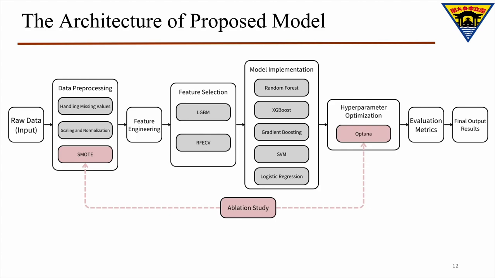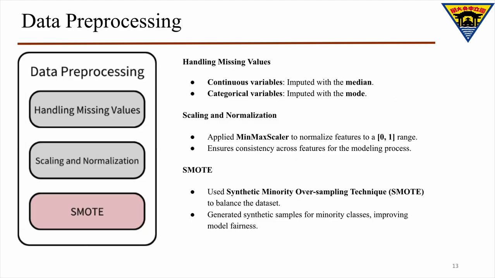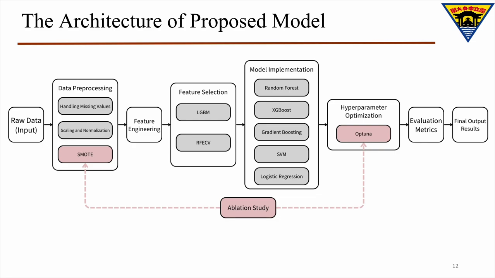I'm going to talk about the proposed method. Here is the architecture of our proposed method. The first step is using the raw data as our input, and then data preprocessing, and then feature engineering, feature selection, then using models to fit the data, and the next step is hyperparameter optimization, and the next one is evaluation metrics, and the last one is the final output result.